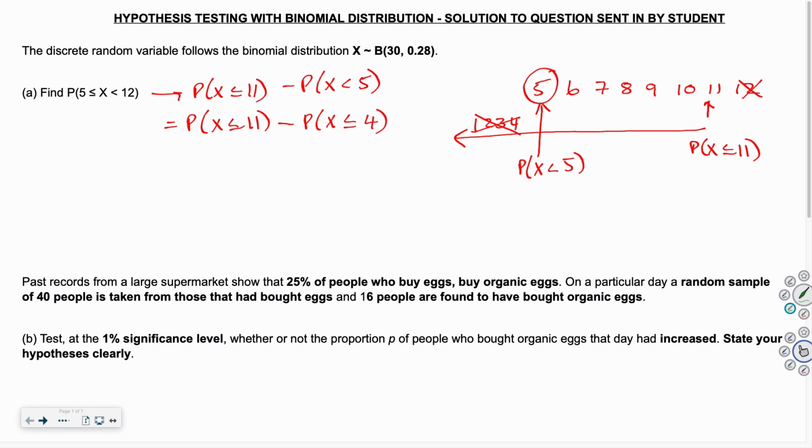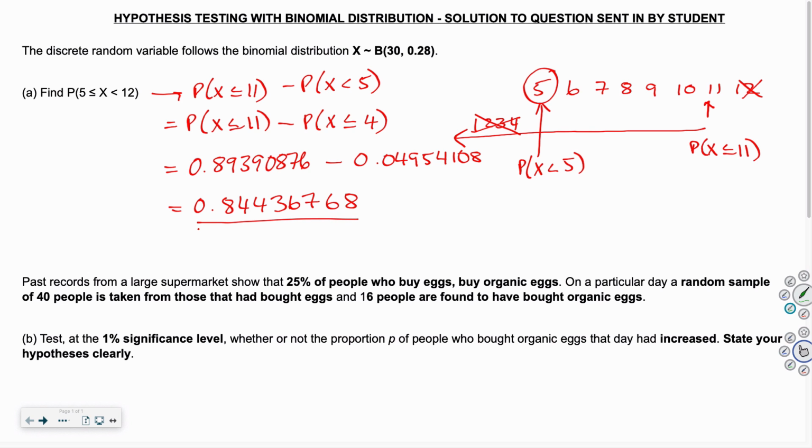Now we've got them all in less than or equals, so we're going to say, putting little x as 11, n as 30 and p as 0.28. Once you do that in your calculator, you get 0.89390876. And when you put x as 4 following this binomial distribution, you get 0.04954108. And now what we're going to do is just take those away. And once you do that, you get 0.84436768. And that's our final answer.